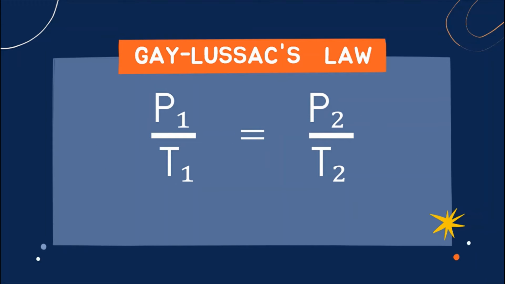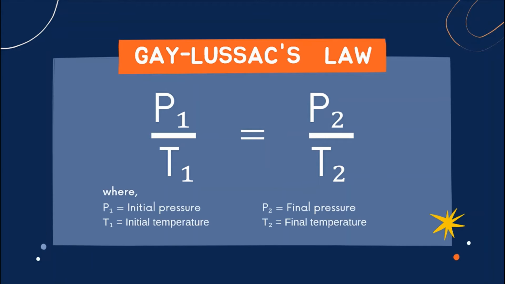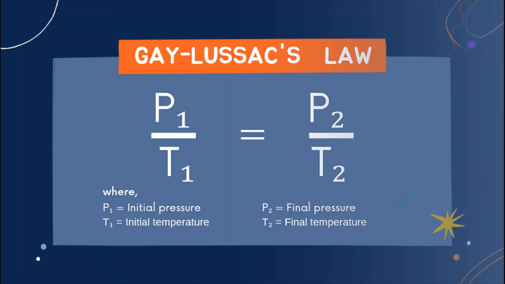In a mathematical expression, we have P sub 1 over T sub 1 is equal to P sub 2 over T sub 2, where P sub 1 is the initial pressure, T sub 1 is the initial temperature, P sub 2 is the final pressure, and T sub 2 is the final temperature.